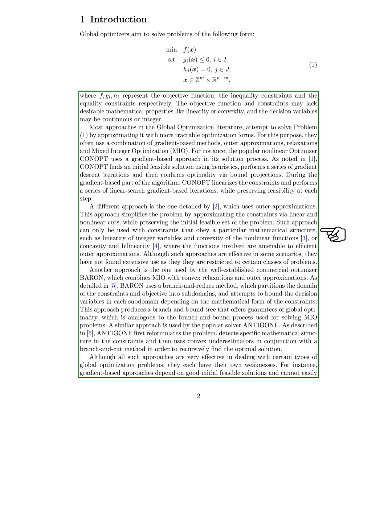For example, the well-known nonlinear optimizer CONOPT uses a gradient-based approach. It first finds an initial feasible solution using heuristics, then performs a series of gradient descent iterations, and finally confirms optimality via bound projections. During the gradient-based part of the algorithm, CONOPT linearizes the constraints and performs a series of line search gradient-based iterations, while maintaining feasibility at each step.